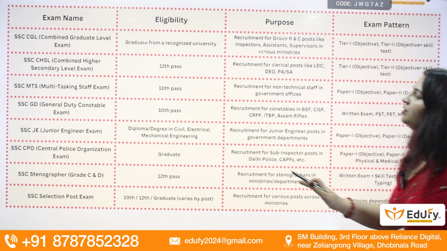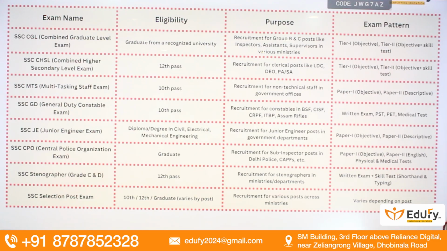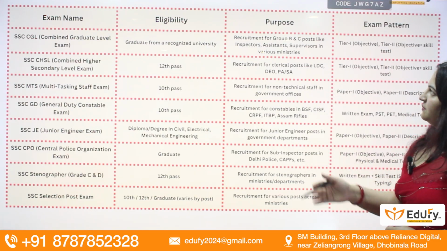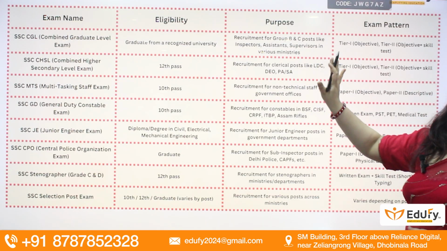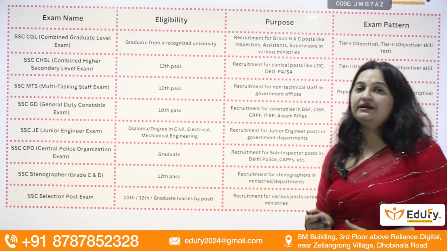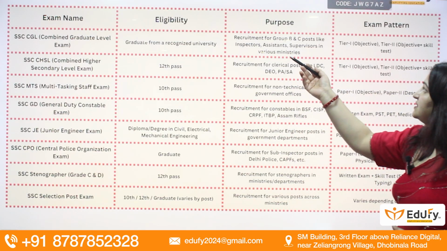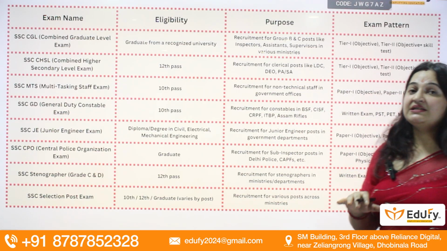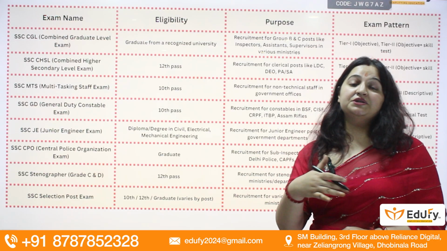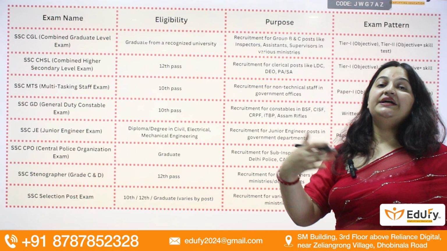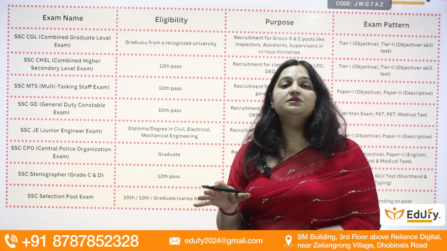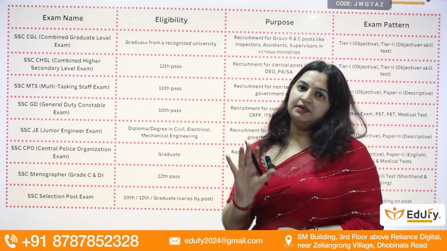So here you can see where you will be recruited after going through these SSC exams. SSC CGL is basically conducted for Group B and Group C posts like inspectors, auditors, assistants and supervisors, who are placed under various ministries like the Ministry of Parliamentary Affairs, Ministry of External Affairs, Intelligence Bureau, especially the Central Secretariat. All the ministries are there, so they can be placed in those.